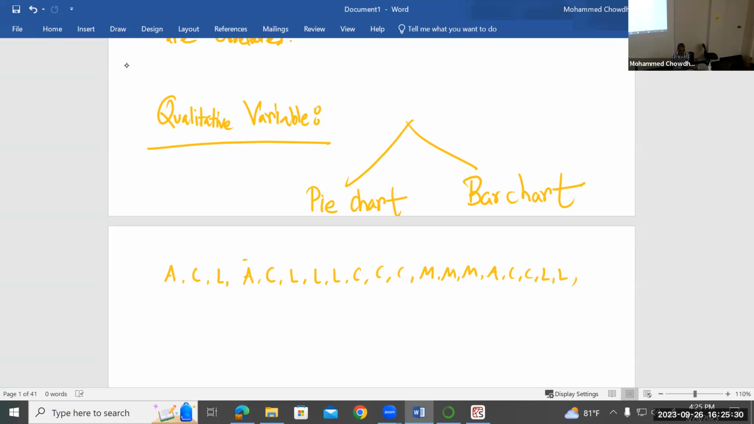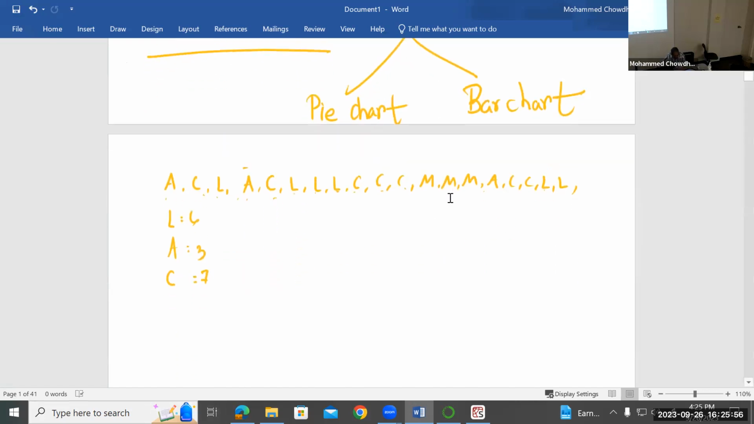So how many Latinos are in there? 1, 2, 3, 4, 5, 6. 6 Latinos. How many African American? 1, 2, 3. 3 African American. And how many Caucasian? 1, 2, 3, 4, 5, 6, 7. And how many Mongoloid? Just 3, right? Mongoloid equal to 3.